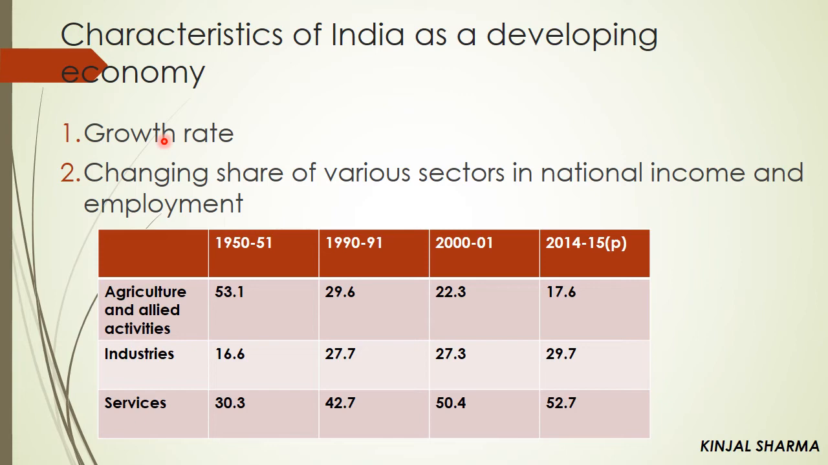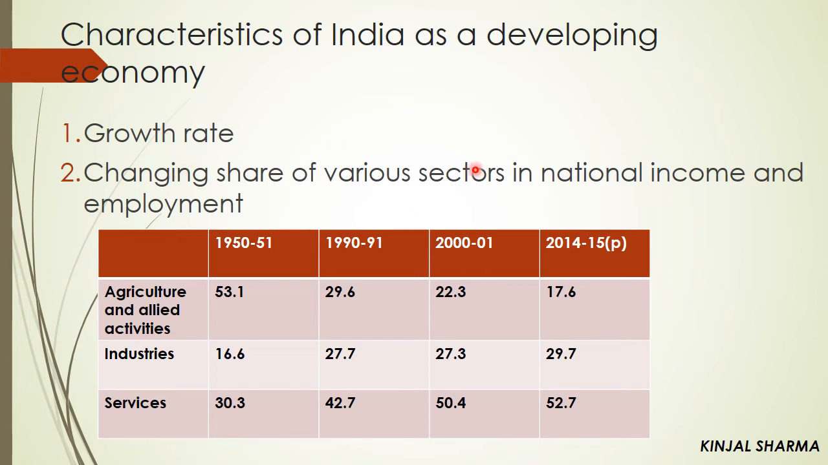If we talk about net national income at factor cost, at constant prices, in 1951 it was 2,69,724 crores, which increased in 2013-14 to 87,51,834 crores. So if we compare the data, we can say that during these years the NNI has grown by 18 times.